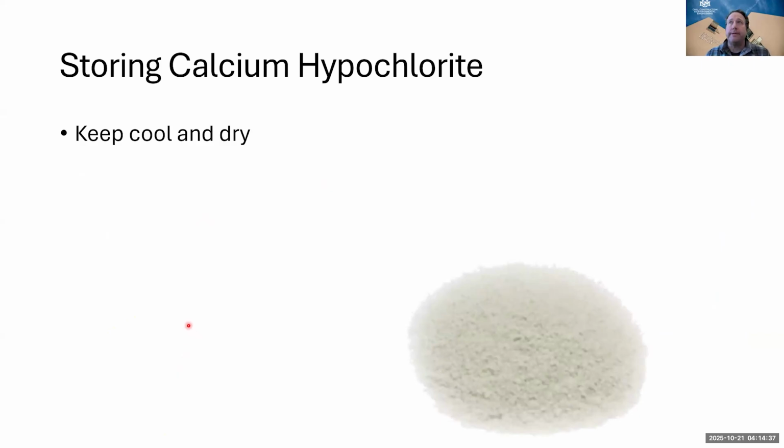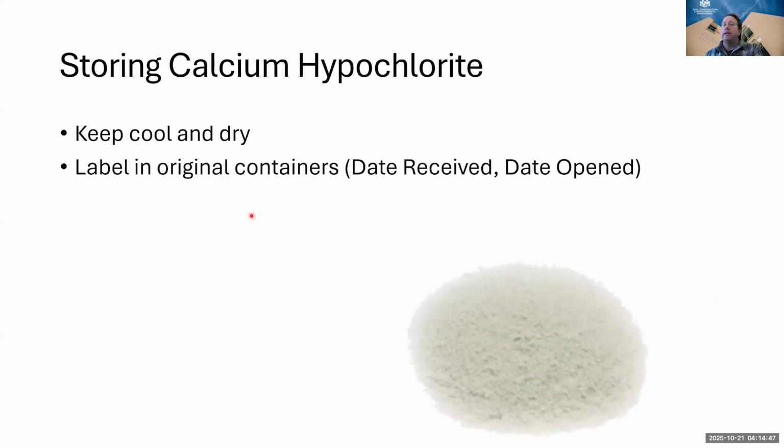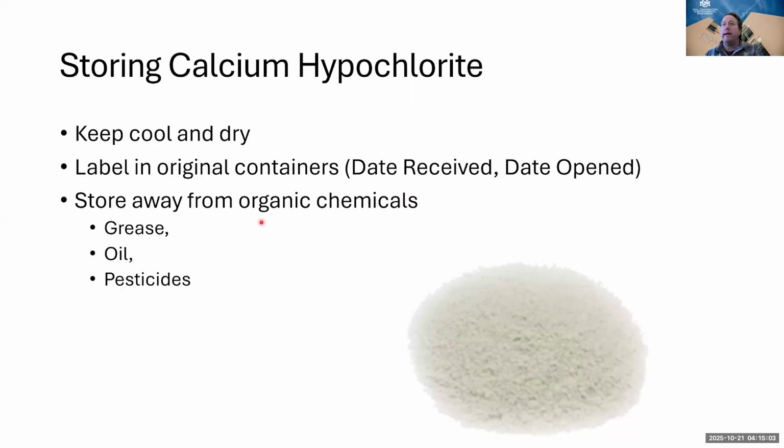When we talk about storing powdered chlorine and solid chlorine like calcium hypochlorite, keep it cool and dry. We don't want it combining with moisture. Label it in the original containers it came in and put on the date it was received and the date it was opened. That should be done for any chemical you use. And again, store away from those reactive compounds that could cause explosions or fires.